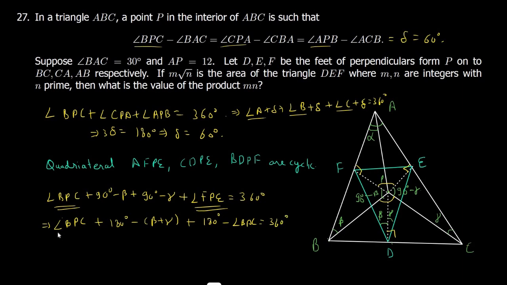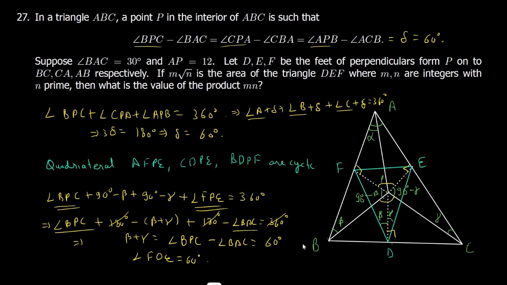This whole thing is equal to 360 degrees, and I know that angle BPC minus angle BAC is 60 degrees. And this 180 plus 180 will get cancelled with 360 degrees. If I take beta plus gamma on the other side, I'll get beta plus gamma is equal to angle BPC minus angle BAC, and that is equal to 60 degrees. So I got angle FDE equals 60 degrees.